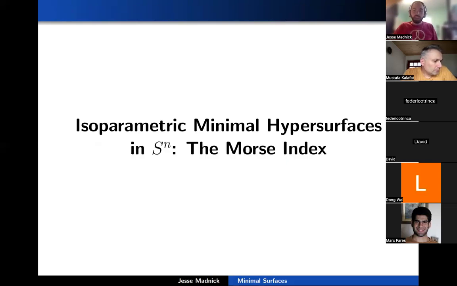Okay, so I want to move on to the last topic. This is the topic that we'll be concerned about all of next lecture, which is how can you calculate the Morse index of isoparametric minimal hypersurfaces in spheres? What can you say about them?